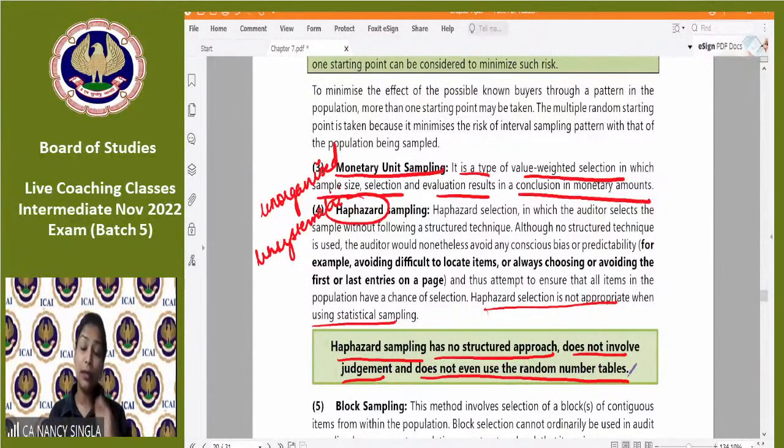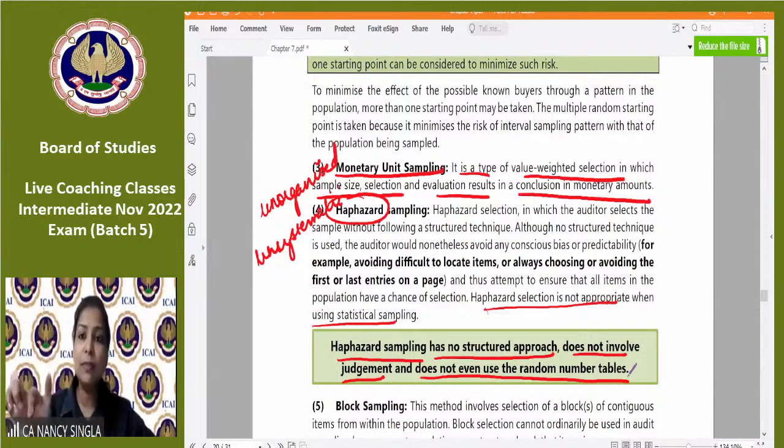I'm repeating it again. Many of the students have a doubt that ma'am, professional judgment will remain, right? No. In professional judgment, what is happening? The auditor is applying his mind here. Professional judgment, that okay, this is a higher value item, I'll select it.